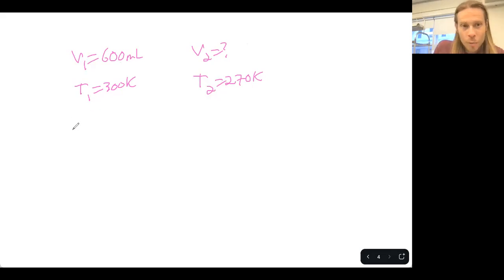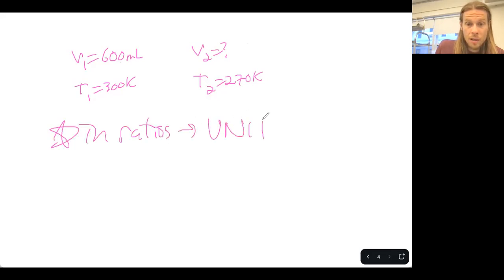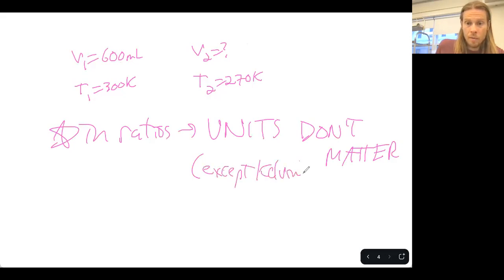So you might say, don't we need cubic meters? In ratios, units don't matter, except for you need Kelvin. The reason that Kelvin matters is because it's an additive. So if I do K equals C plus 273.15, this is not a ratio. This is an additive conversion, not a ratio conversion, not a multiplicative conversion.